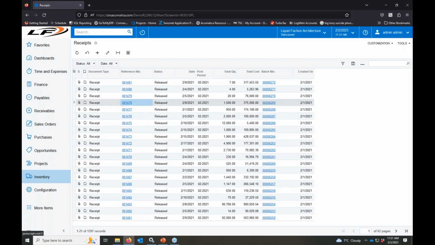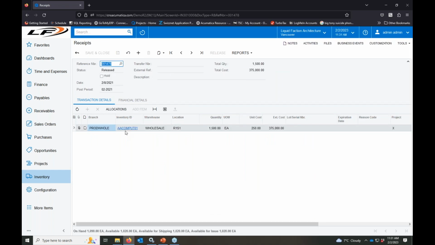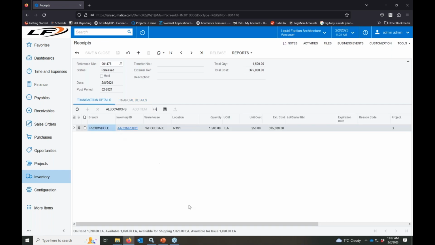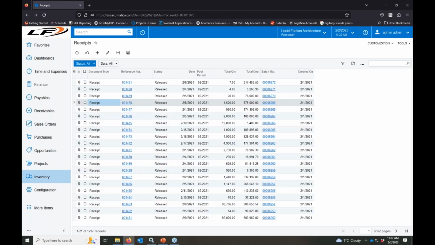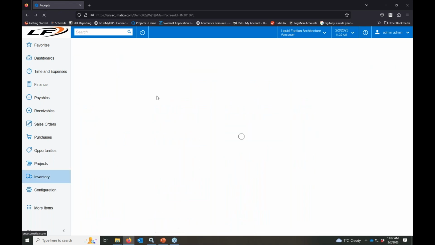If we're looking at a receipt, if we open up this one here, we'll see that we brought in 1,500 of this AA Computer 01 at a cost of $250. Again, there's no purchase order on this. There's no supplier held. The extended cost is $375,000, and we've got some financial details, a batch number here, which we can drill into if we needed to. Okay, heading back, let's have a look at issues.